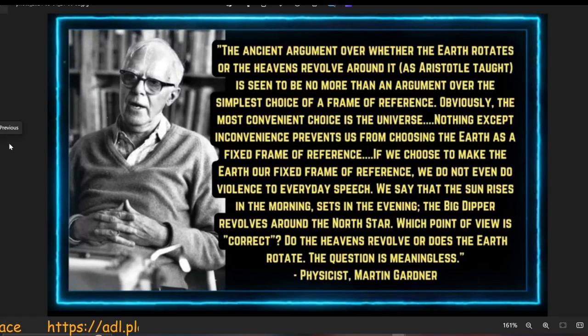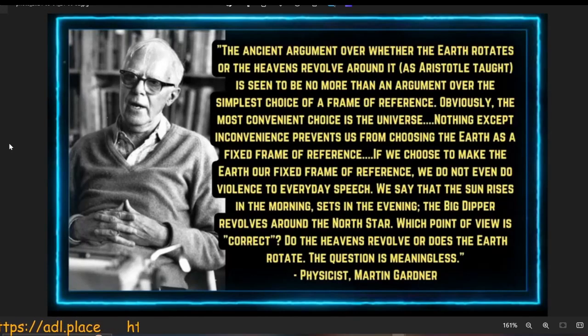Now, one more before we go. The ancient argument over whether the Earth rotates or the heavens rotate around us, as Aristotle taught, is seen to be no more than an argument over the simplest choice of frame of reference. Obviously, the most convenient choice is the universe. Nothing except inconvenience prevents us from choosing the Earth as a fixed frame of reference. If we choose to make the Earth our fixed frame of reference, we do not even avoid it in everyday speech. We say that the sun rises in the morning, sets in the evening, the Big Dipper revolves around the North Star.